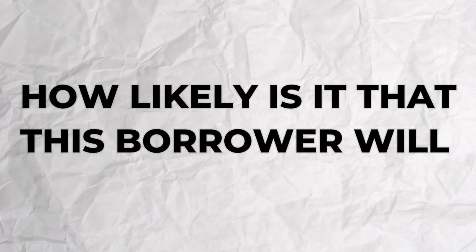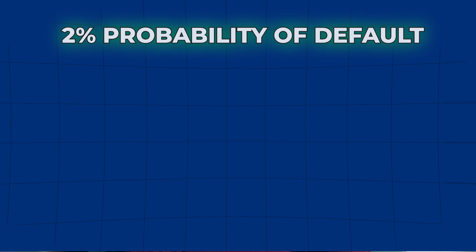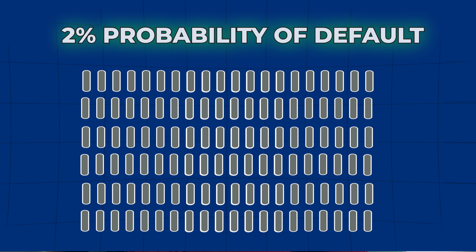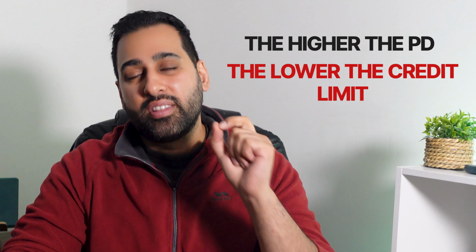So PD answers one simple question: how likely is it that this borrower will default? If I tell you a borrower has 2% PD, that means out of 100 similar borrowers, 2 are expected to default within the next year. And why does PD matter? Well, PD drives almost everything in credit risk: pricing, approvals, capital, and stress testing, just to name a few. The higher the PD, the lower the credit limit.